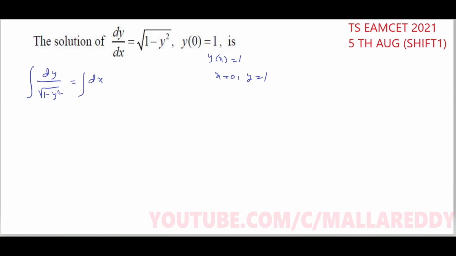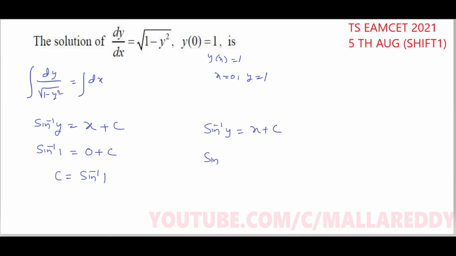So take integration on both sides. Dy by root 1 minus y square, this is the formula, sine inverse y is equal to integration of dx, x plus c. Substituting x is equal to 0 and y is equal to 1, that is sine inverse 1 is equal to 0 plus c. So the c value is sine inverse of 1. Substituting the c value in the relation sine inverse y is equal to x plus c, from this, sine inverse y is equal to x plus sine inverse 1. This is the solution of the given differential equation.